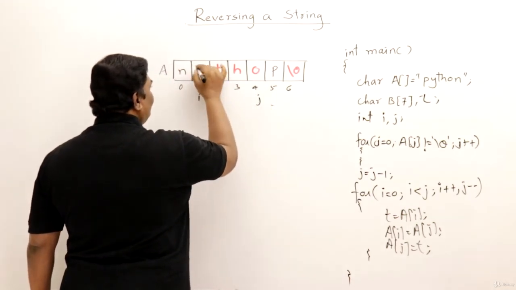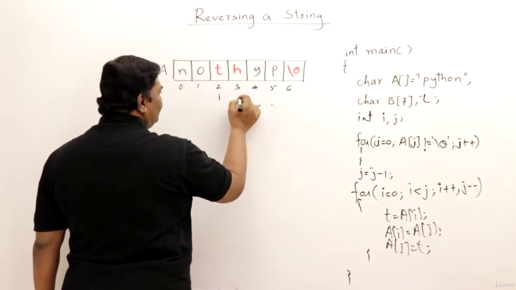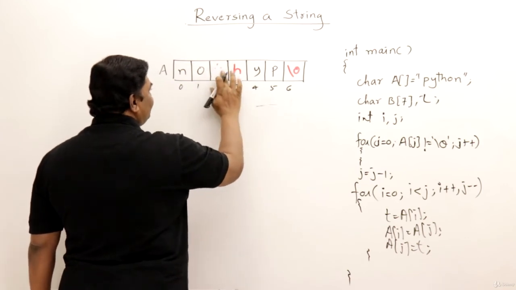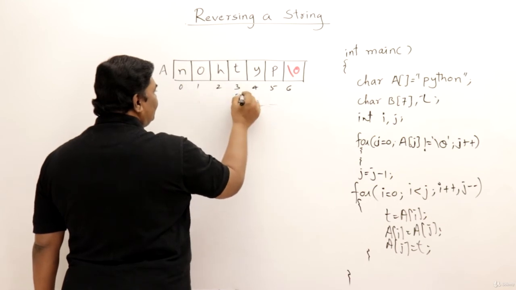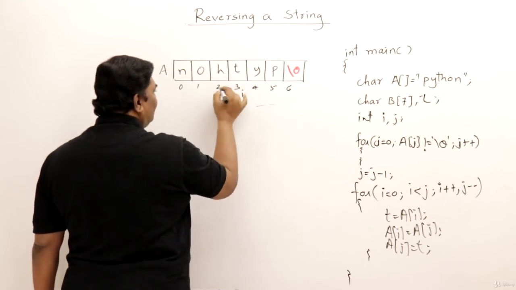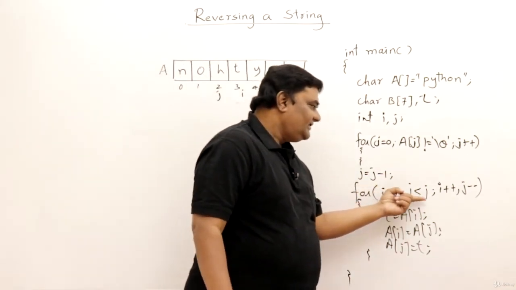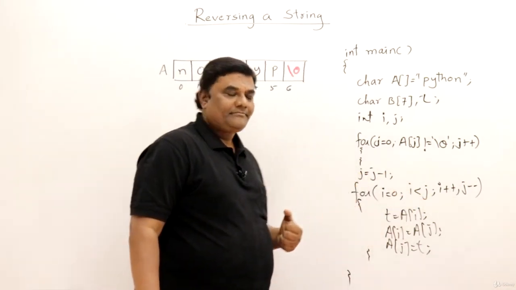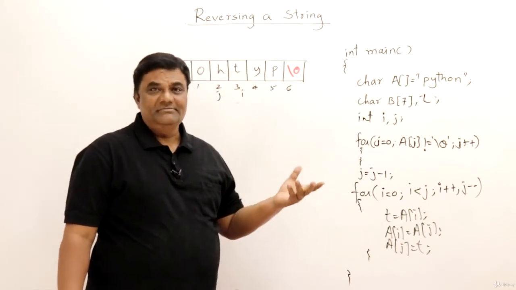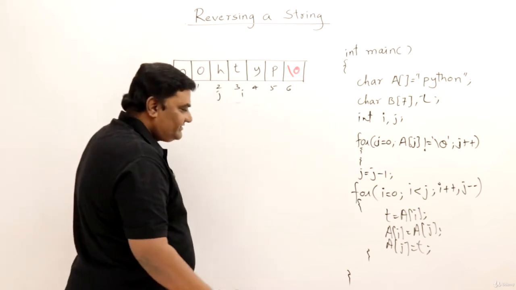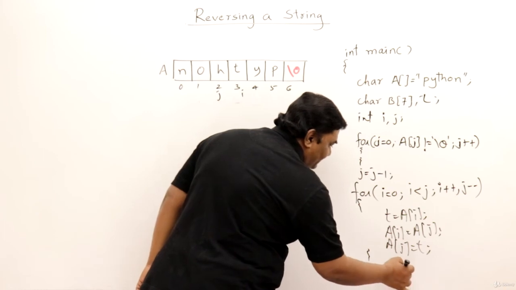So O comes here, Y goes there. Then I increments and J decrements. Interchange this: H comes here and T goes there. Then I increments and J decrements. Now stop, because I has become greater than J. So this will continue as long as I is less than J. Then I don't have to write backslash zero, it's already there, we have not disturbed it, it is in its own place. So simply if I print this one, I get a reverse string.